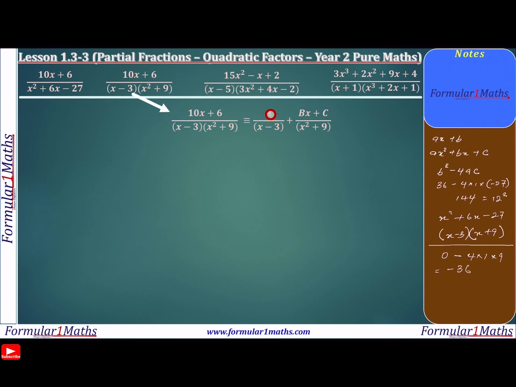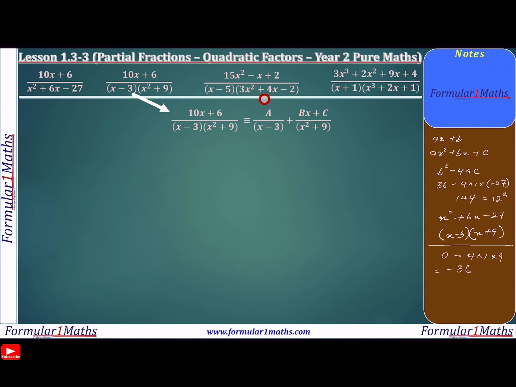So A is a constant over the linear factor. Then we have a linear numerator over a quadratic denominator. And this is because the degree of the denominator is 2 and the degree of the numerator is 1. And that guarantees that the whole of this fraction is a proper fraction. And so from here, we can proceed and use the same principles of either the substitution method or the comparing coefficients method to find the values of A, B, and C.